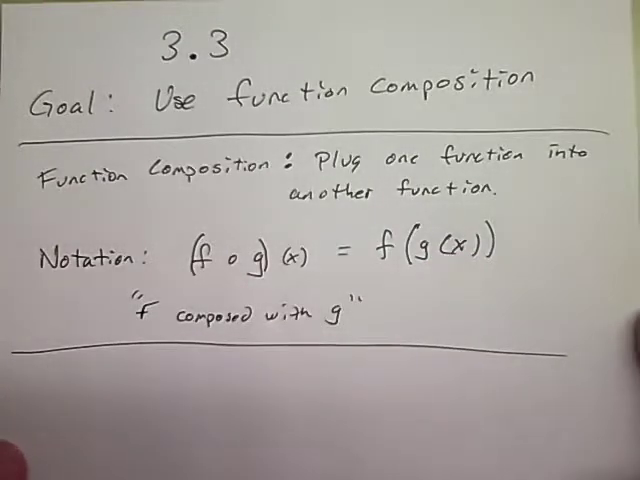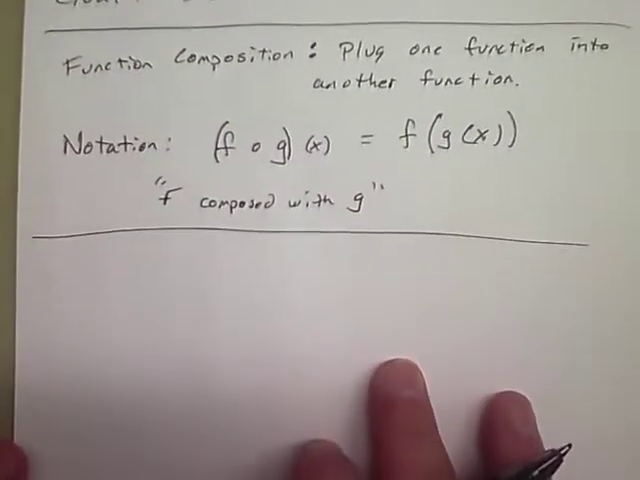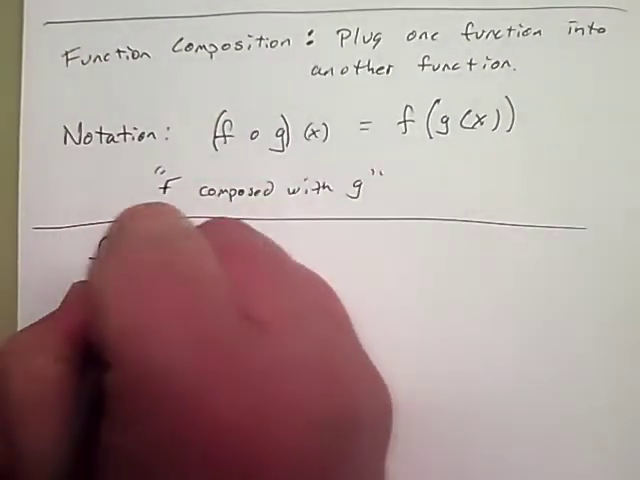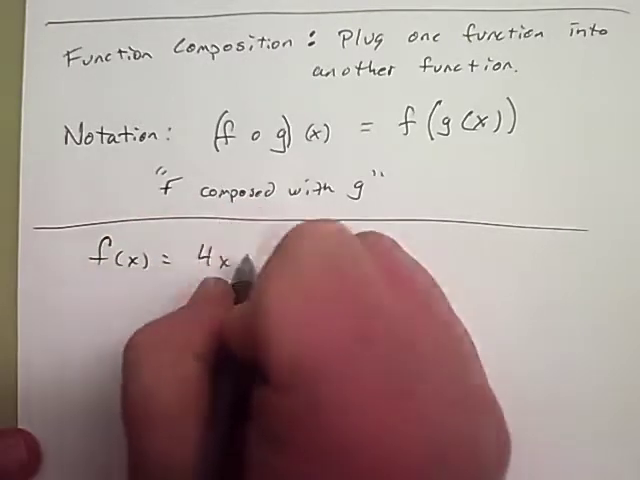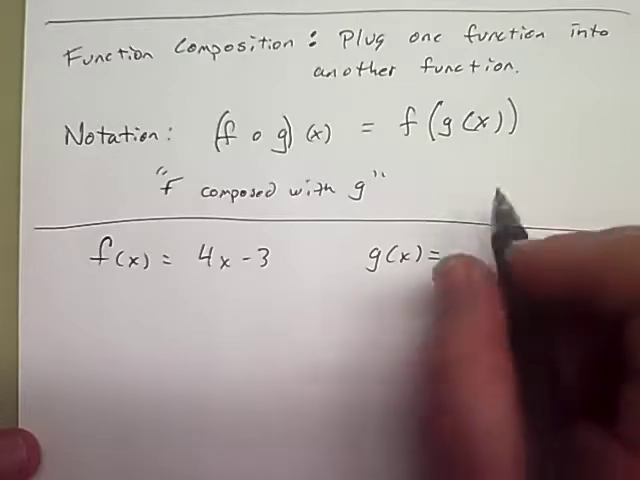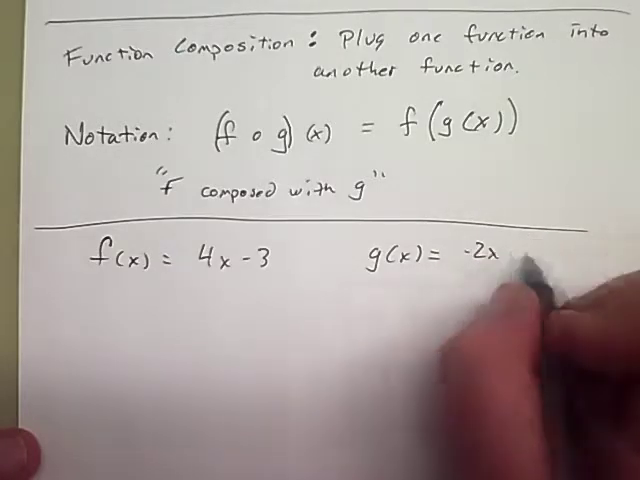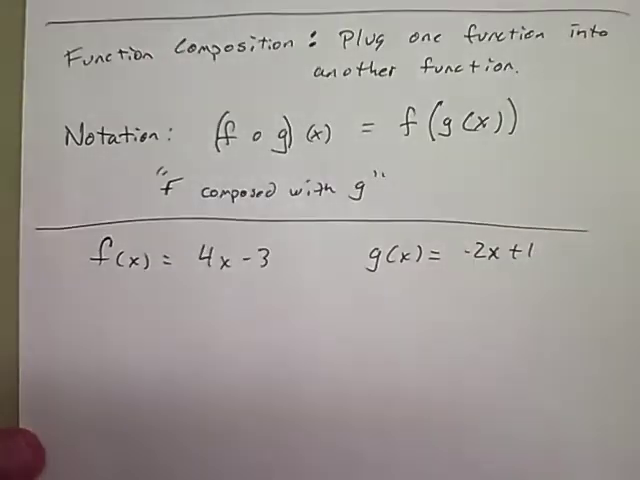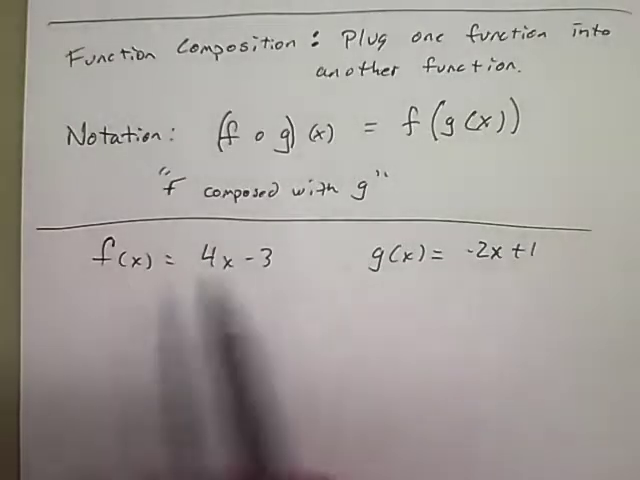And the way I like to teach this is a little bit different. Bear with me as we go through this exercise here, okay? Let's say that f of x equals 4x minus 3. And then we get g of x, and that equals, let's just go with negative 2x plus 1. Okay. So now we have two functions, right? f of x and g of x.